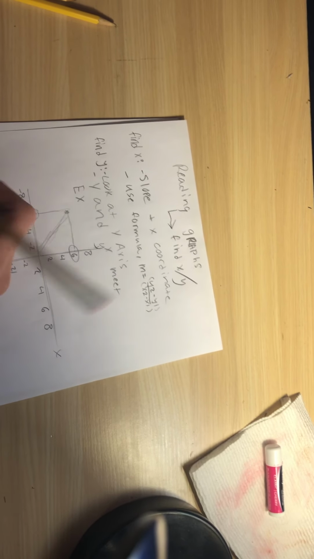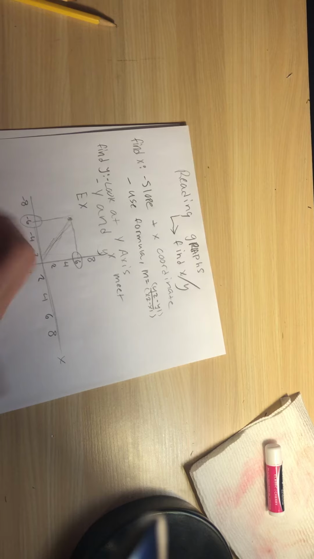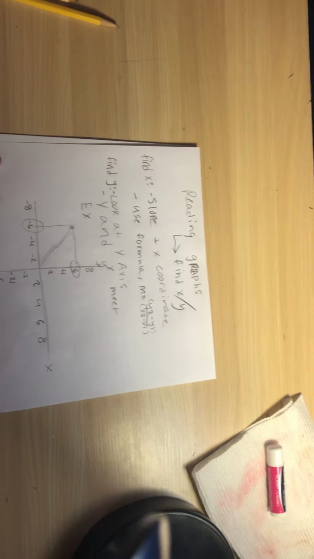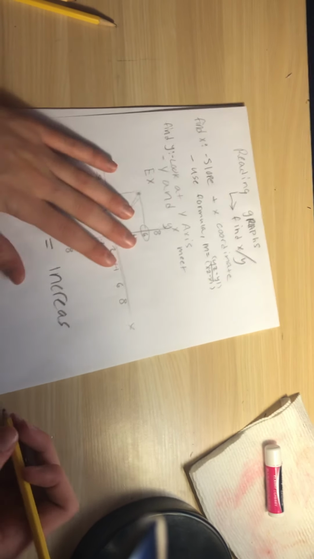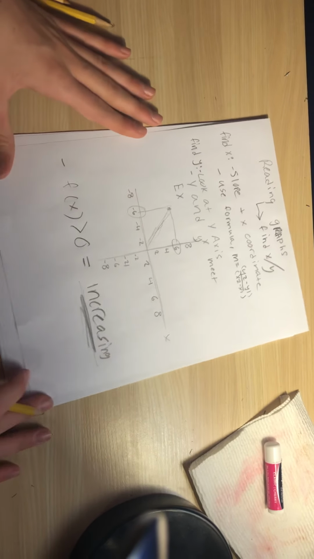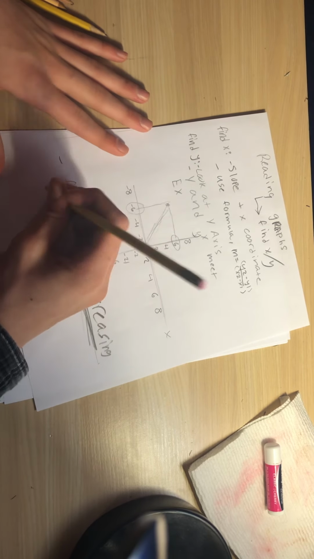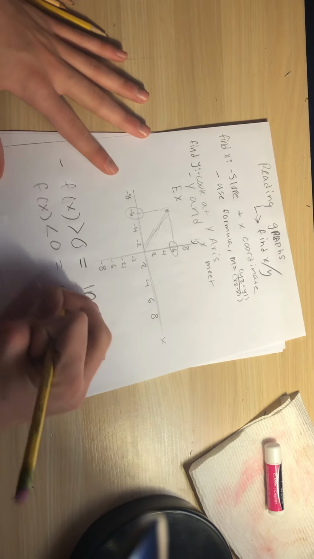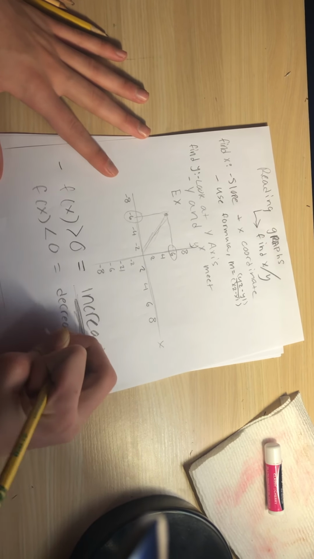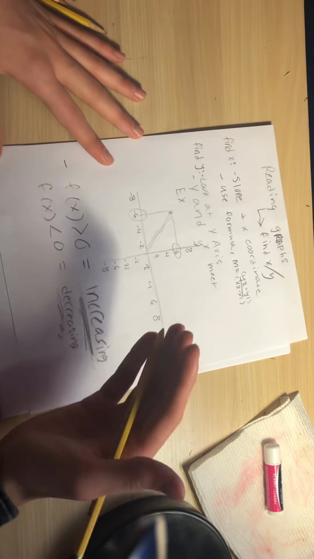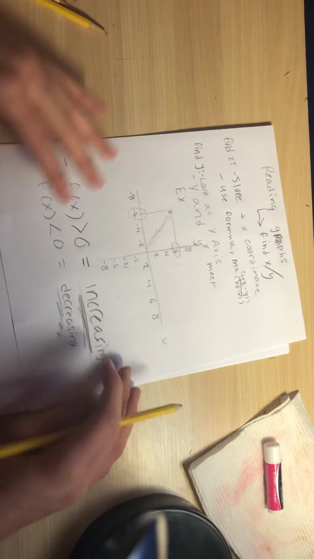All right. So let's say f of x is greater than 0, it is increasing. So when f of x is greater than 0, that means it's increasing. And if f of x is less than 0, that means it is decreasing. Kind of makes sense? Because if it's over 0, then that means it's increasing. Under 0, that means it's decreasing.